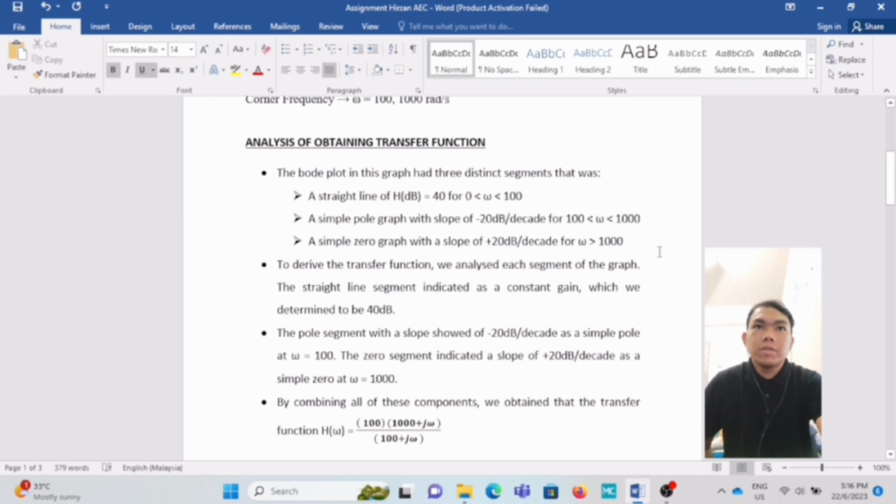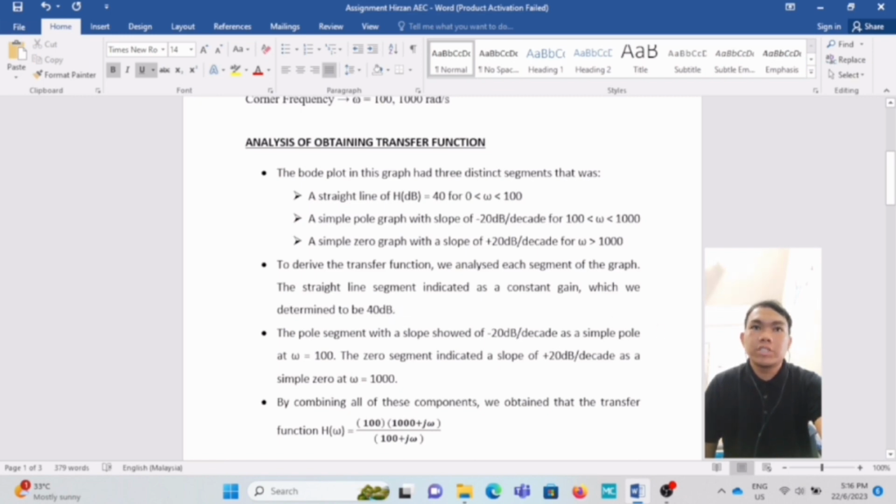A simple pole graph with a slope of negative 20 dB per decade for omega from 100 to 1000. A simple zero graph with a slope of positive 20 dB per decade for omega above 1000. So, to derive the transfer function, we analyze each segment of the graph. The straight line segment indicates a constant gain, which we determine to be 40 dB.